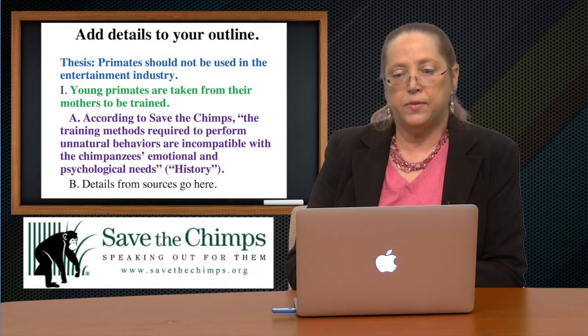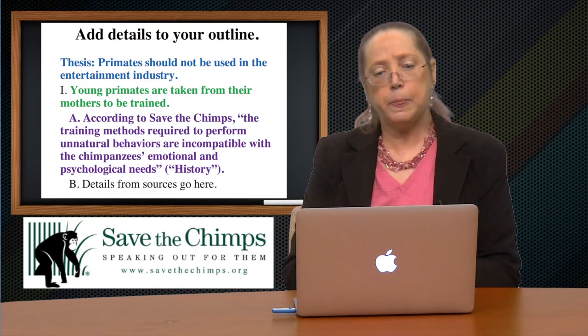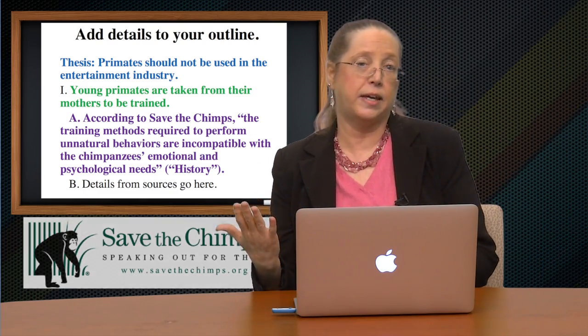MLA stands for Modern Language Association, and not only is it a complete sentence, which again you need for a formal outline, but I've also included a signal phrase, quotation marks, and at the end, in the parentheses, you can see an in-text citation. According to Save the Chimps, the training methods required to perform unnatural behaviors are incompatible with the chimpanzee's emotional and psychological needs. So already I have 3 sentences, and if I count the topic sentence before, I have 4 sentences already that I can use when I go on to write the draft.